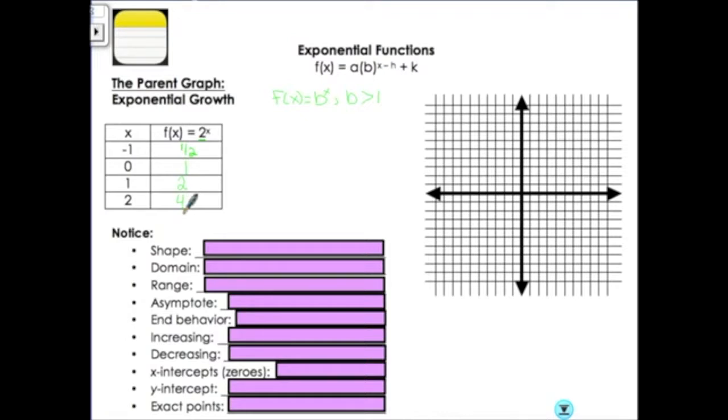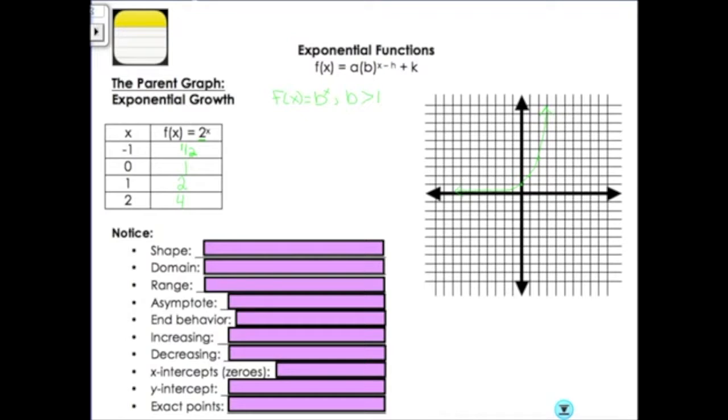Now that we have everything put into our table on the left, let's graph our points on the right. We have a point at negative 1, 1/2, a point at 0, 1, a point at 1, 2, and a point at 2, 4. And now we have our function. Now that we have our function graphed, let's look at some characteristics of our exponential growth function.